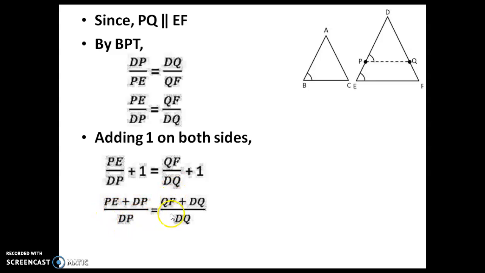Then in the same way on this side, DQ will come to the denominator: QF plus DQ divided by DQ. So what is DP plus PE? It is DE. On this side, DQ plus QF is equal to DF. So that's why we are writing DF and DE here.